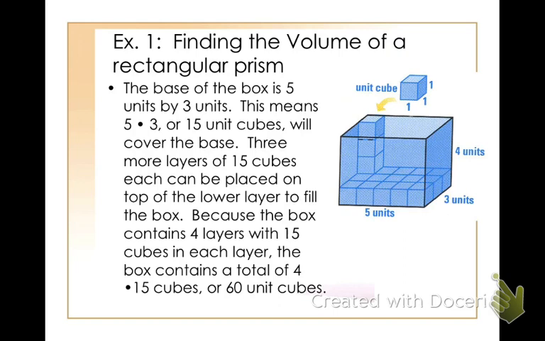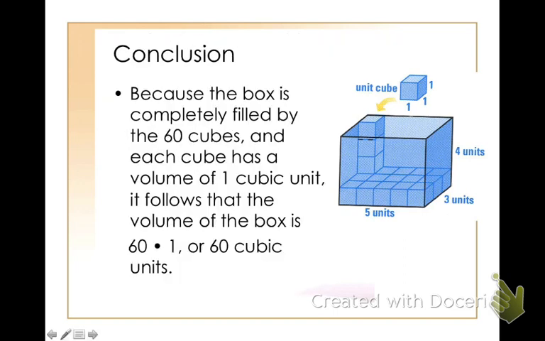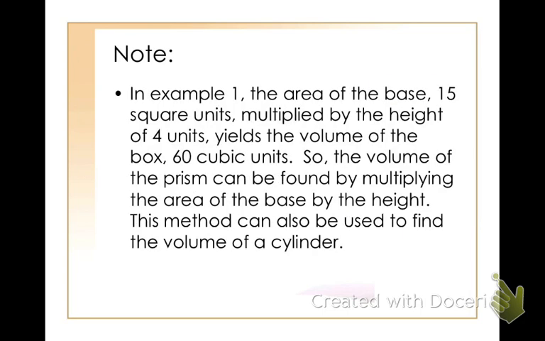We'll be adding 3 more layers of 15 cubes to fill up the box. So that means that there are 4 layers of 15. So 4 times 15 is 60 unit cubes. Because the box is completely filled by the 60 cubes, and each cube has a volume of 1 cubic unit, it follows that the volume of the box is 60 times 1, or 60 cubic units. Notice that in this example the area of the base, 15 square units, multiplied by the height of 4 units, yields the volume of 60 cubic units.